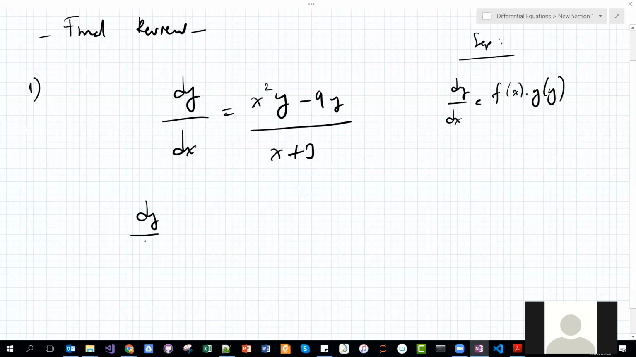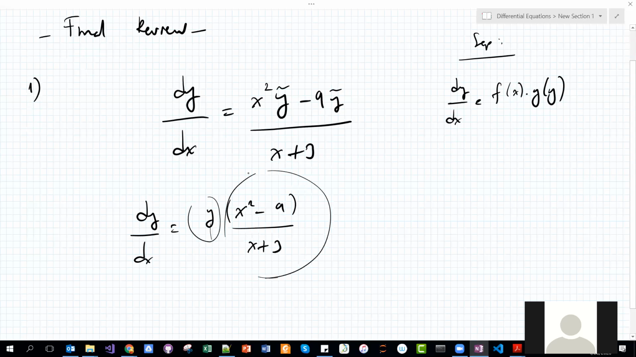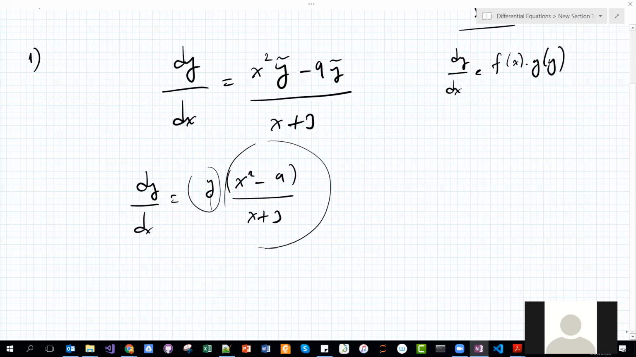How can I do that? On the left-hand side, you see dy over dx. What I can do on the right-hand side, as you see, I have the y common terms. I'm using just algebra to separate the functions. y will be the term outside, times (x squared minus 9) over x plus 3. As you see now, this is my g function. This is my f function. So it is separable, right? At this step, I saw it is separable.